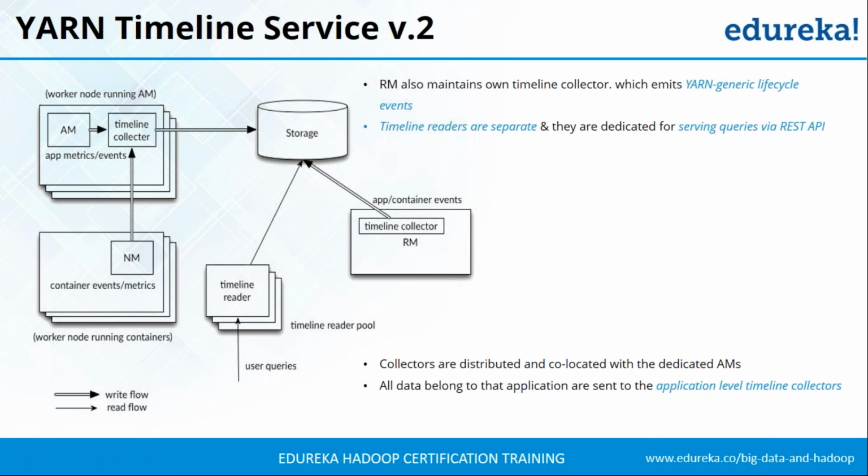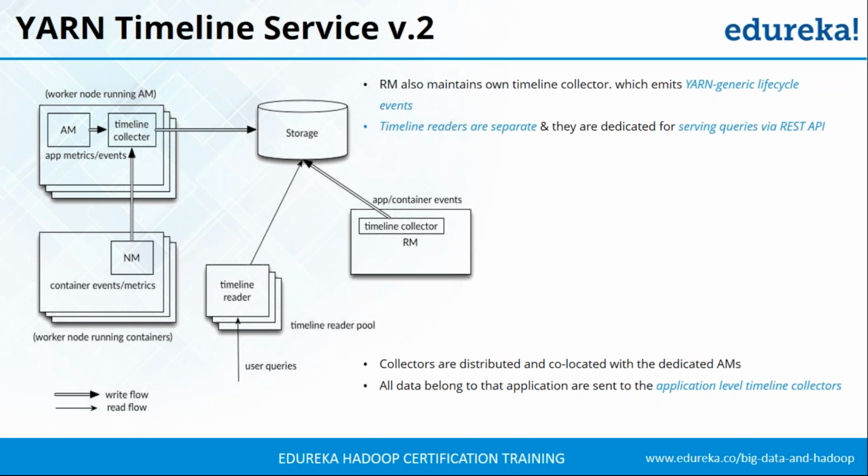YARN Timeline Service version 2 uses a set of collectors to write data to the backend storage. The collectors are distributed and co-located with the application masters to which they are dedicated. All data that belongs to that application is sent to the application-level timeline collectors. For a given application, the application master can write data for the application to the co-located timeline collector.